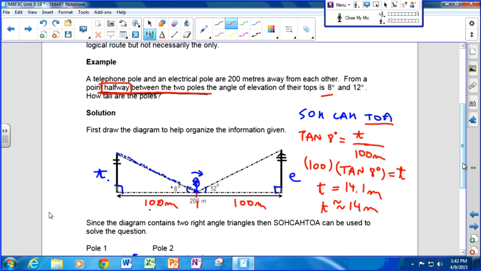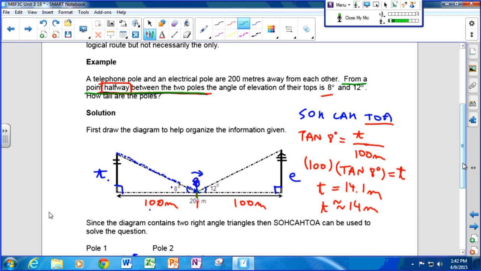A diagram is going to be essential, and you can always write down what you're assuming, but sometimes it can be a little bit tricky. An example here: from a point halfway between the two poles. They described a situation where the poles were 2 meters apart, and then they talked about halfway between the two poles. So now you know that you can assume that each leg of that triangle is 100 meters. But for some of the questions, you can't assume that.